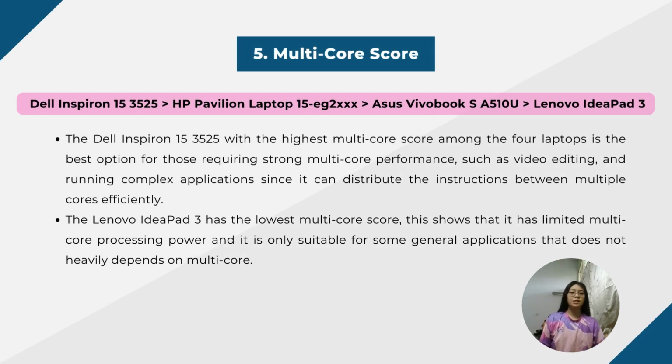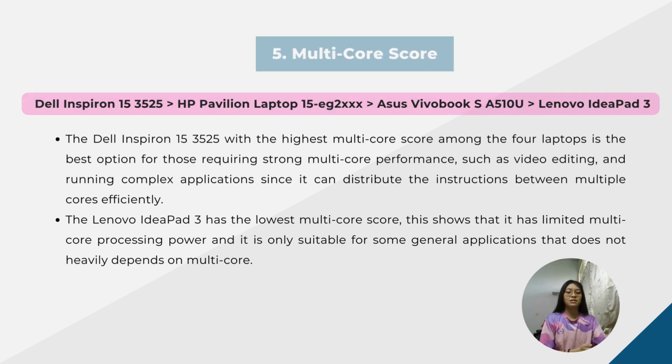Okay, now we come to the last part, the multi-core score. The multi-core score measures the effectiveness of the application to distribute its instructions between multiple cores. So the Dell Inspiron laptop has the highest multi-core score. So it shows that it will be fast when running complex applications. However, the Lenovo IdeaPad 3 has the lowest multi-core score. It has limited multi-core processing power, so it will lag when you handle complex tasks.